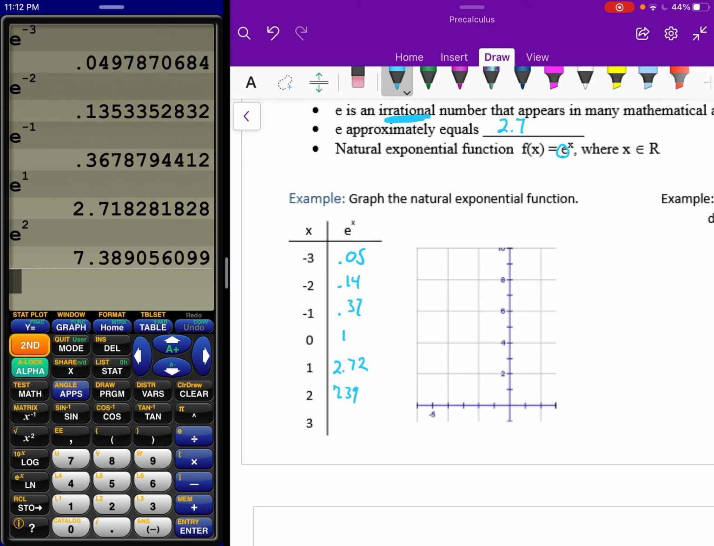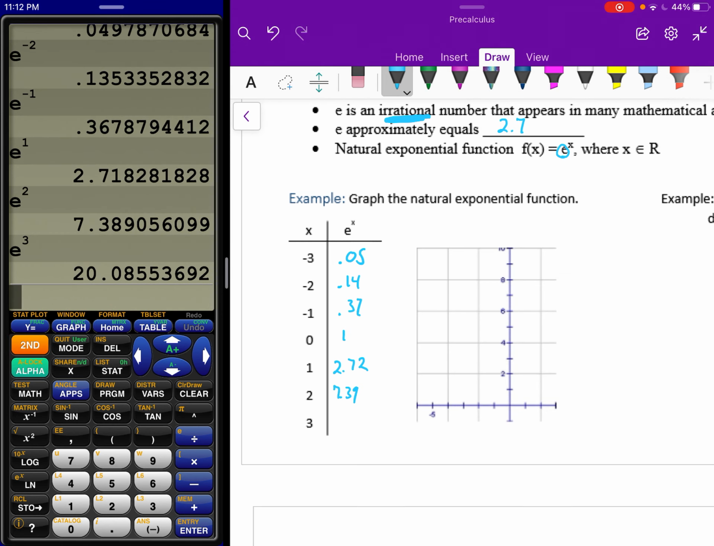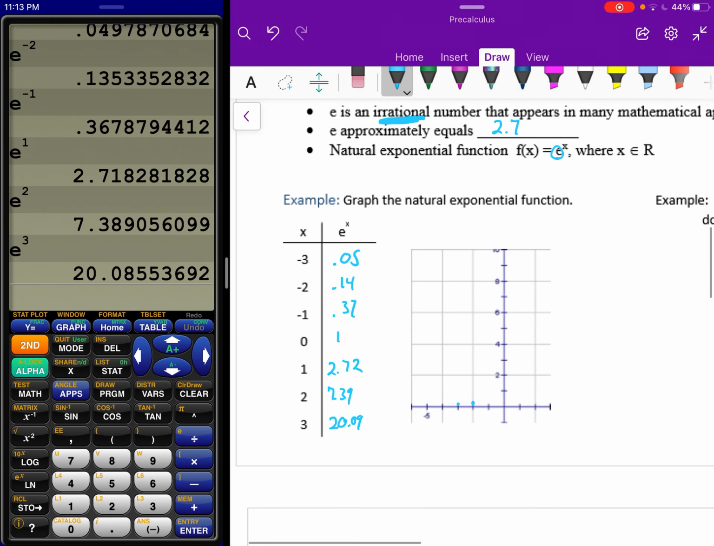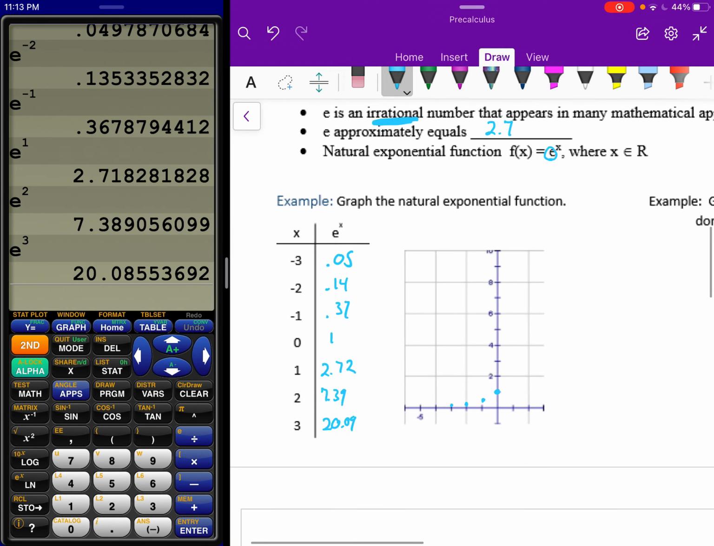And e cubed is 20.09. So we can graph this. -3, we're pretty low, almost on the x-axis. -2, we're barely up from there. -1 is about a third. And then we're at 0, 1. 1, 2.72. 2 is 7.39. It's about there.